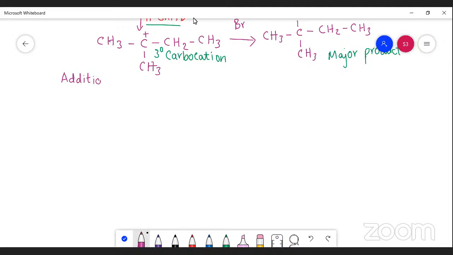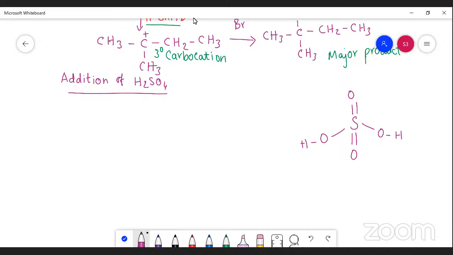Addition of sulfuric acid, that is H2SO4. And you know the structure of sulfuric acid. What is the structure of sulfuric acid? Listen, this is the structure: S double bond O and double bond O, and here OH, and here there is OH. This is sulfuric acid, H2SO4.